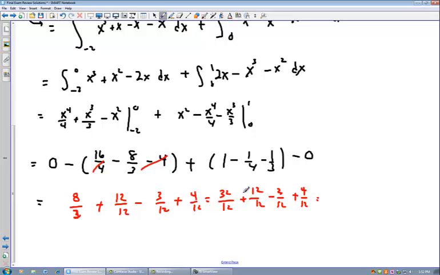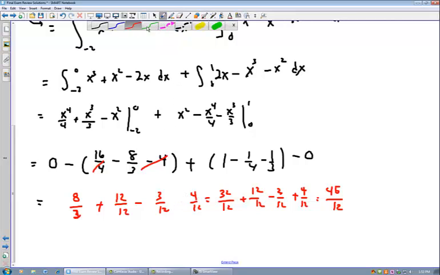So 32 plus 12 is what? 44. Minus 3 is 41. Plus 4 is 45. So I get 45 over 12. Oh, and there's a mistake here. So I got another typo. I don't know how that became plus. Somehow magically that became plus, which did not give us the right answer.